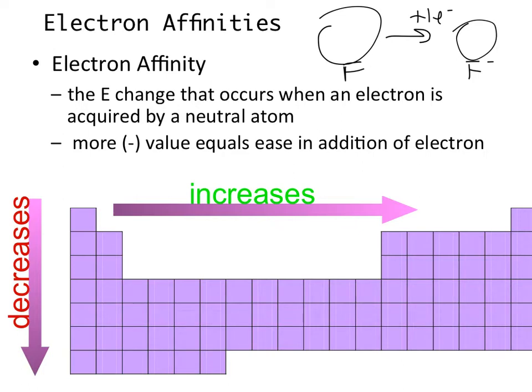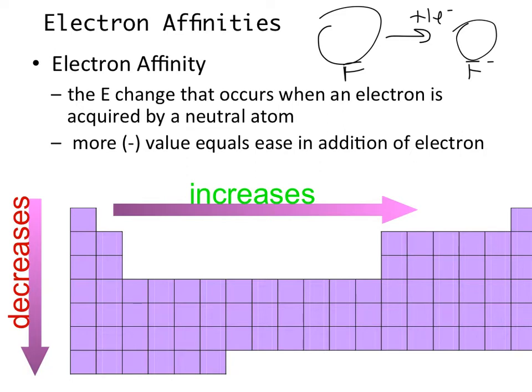So as we go from left to right on the periodic table, we're typically going to increase our electron affinity. More energy should be released as we acquire an electron. And top to bottom, it's going to decrease in that same sense.